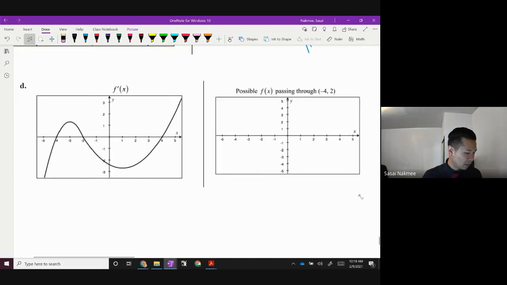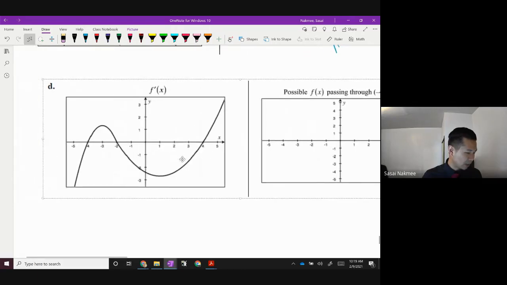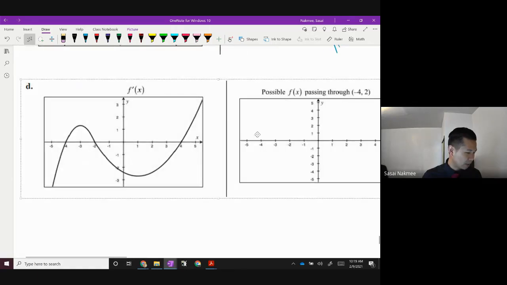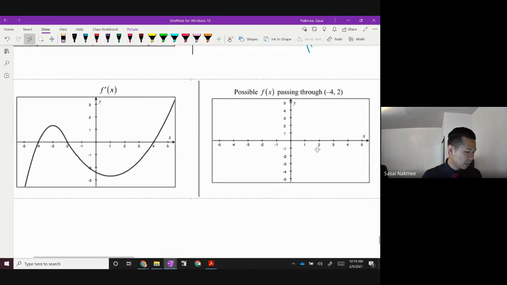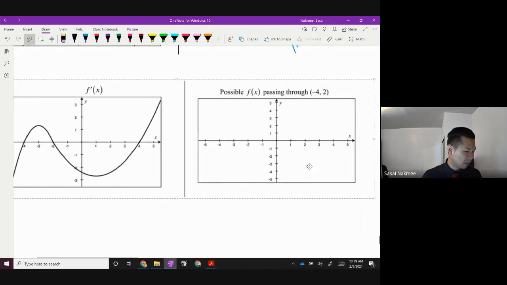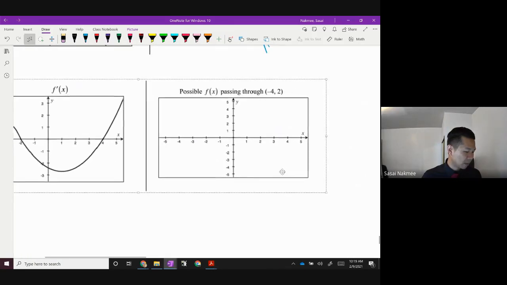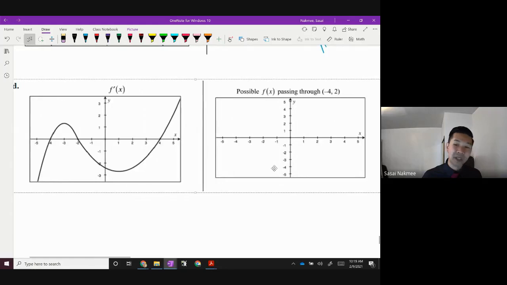This one is a little bit different because they tell us where one of the points passes through. So now we don't have infinitely many options. We have one particular option. And this one is a doozy of a curve. That's right. I said doozy. See if you can try to figure this one out. I'll give you guys a minute for this one.